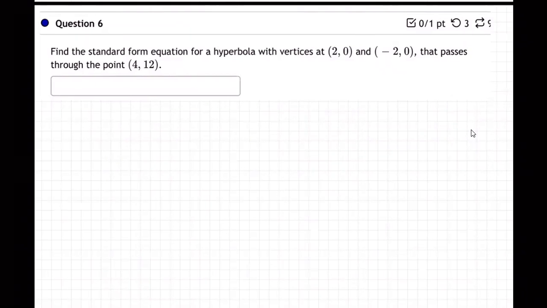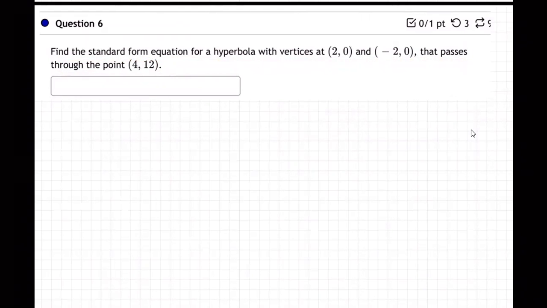Okay, so on this one, it says find the standard form equation for a hyperbola with vertices at (2, 0), (-2, 0) that passes through the point (4, 12). Again, it's best to draw these things. It's not required, but it'll be helpful. So let's do that: (2, 0), (-2, 0) through the point (4, 12).